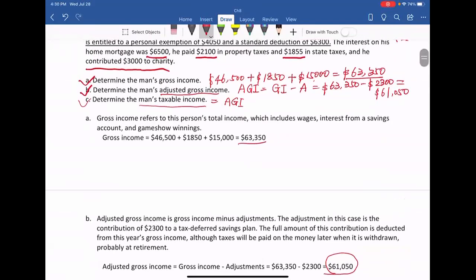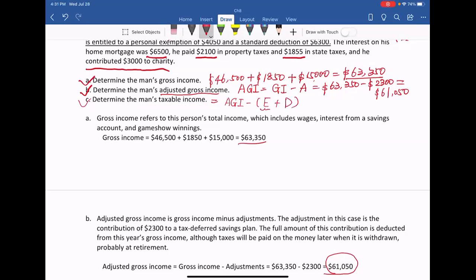Sorry for that. So the taxable income, that's the definition, that's the formula. AGI equals gross income. Oh, no. So erase all of this. So taxable income equals AGI subtract exemption plus deduction.